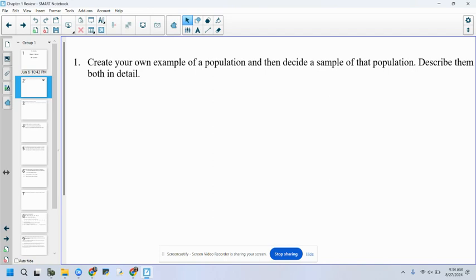A subset of that might be people that only played a certain game, or a subset would be only age 20 to 25. Does anybody have any questions about your population or sample? Just remember that whatever population you're defining, use the word all. All of them. That is a population. And when you describe the sample, make sure that it's part of that population.